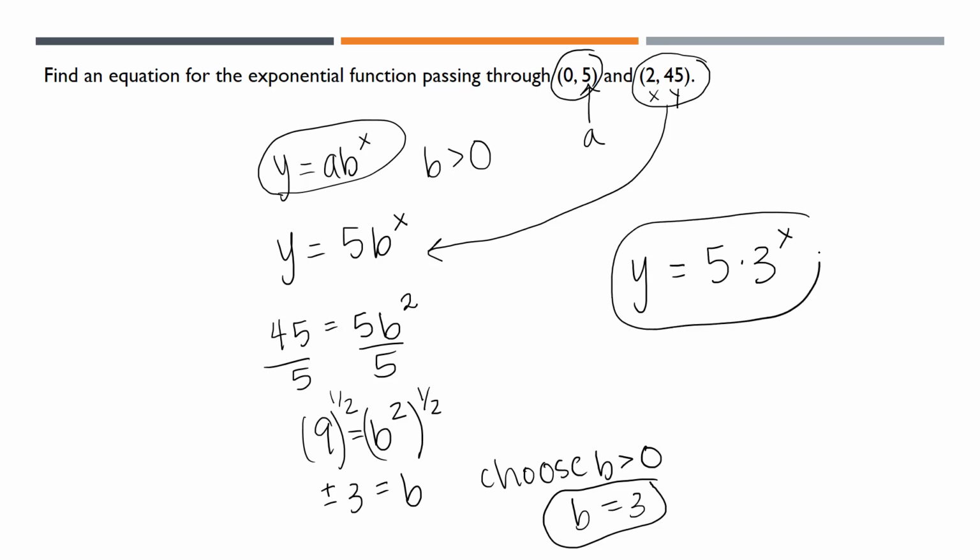Here's our exponential equation. We can check this if we plug 0 in for x. 3 to the 0 is 1, and 1 times 5 would give me this first point, (0, 5). And if we plug 2 in, that's going to be 5 times 3 squared. 3 squared is 9, so 5 times 9 gives me 45. This is indeed an exponential function through those 2 points.